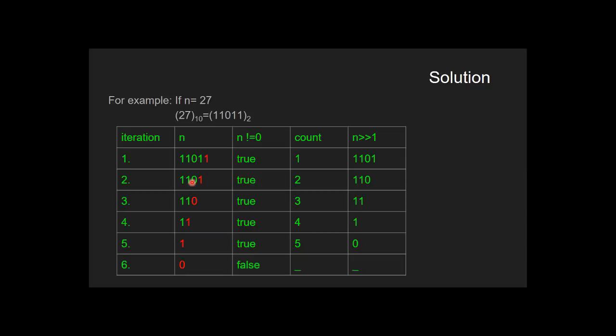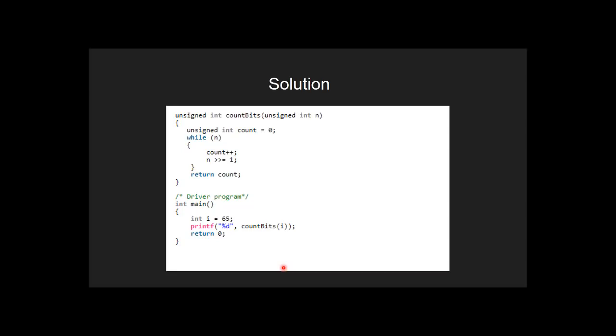Now in the second iteration, we again check if n is not equivalent to 0, which is true. So we again increment count by 1 and it becomes 2. And then we right shift n by 1 and so on. We continue doing this until in the last iteration, when count value is 5 and n becomes 0, we exit the loop. After exiting the loop, we simply return the value of count.